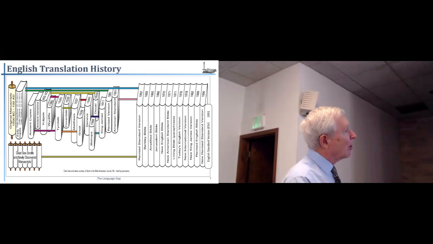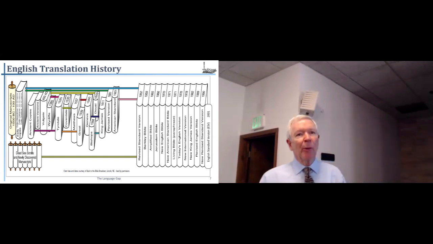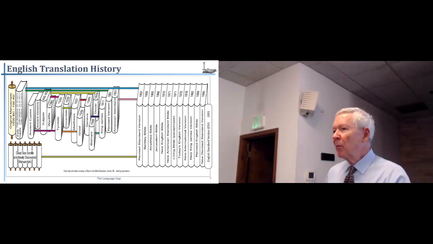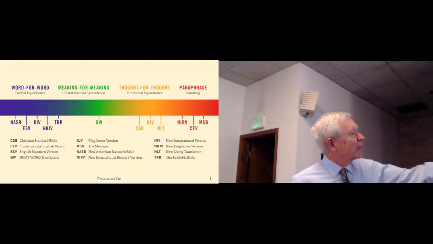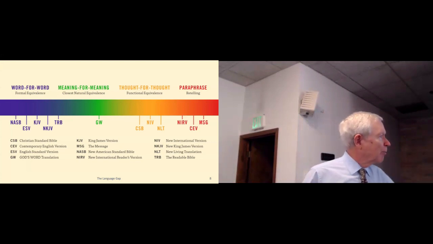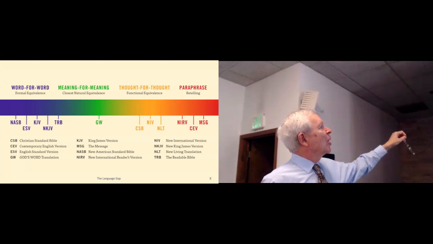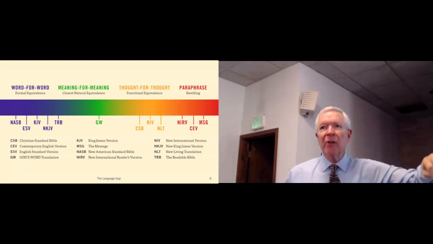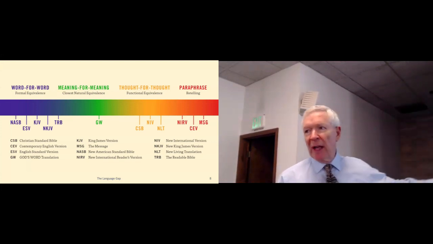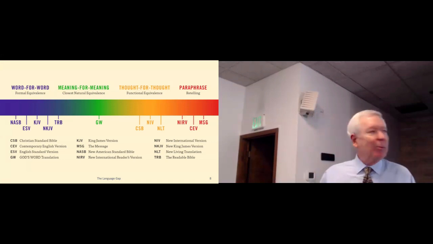So I threw one on the end. You get all the way from there, all the way up to 2001. You've got English Standard Version. There's been more after that. New American Standard issued a 2020 update, and others along the line. And I liked this chart, and I'm borrowing it to give you an example. It doesn't have all the translations on it, but you kind of see word for word, meaning for meaning, thought for thought, paraphrase, and where that fits on that line. And there are different people that have different ideas about exactly where on the line you might put one of them.